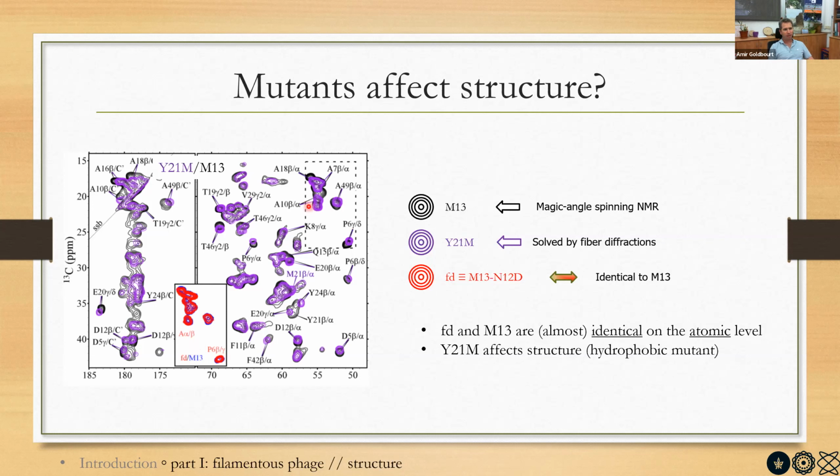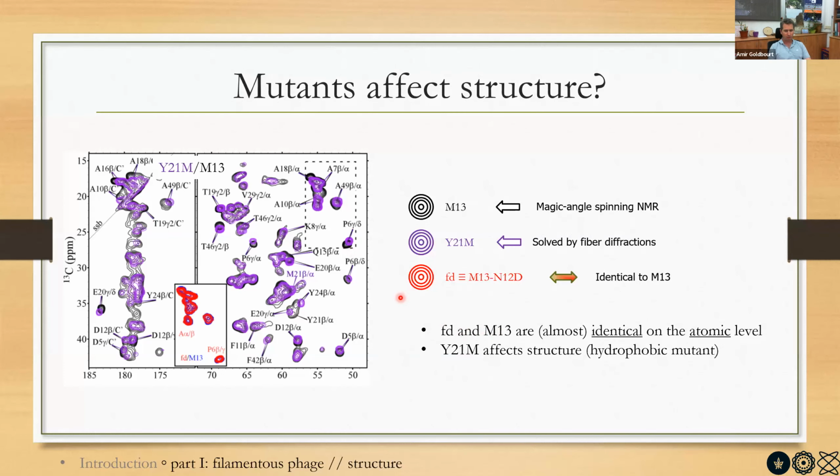But then if you take the mutant here in magenta, you start to get chemical shift perturbations and changes, which seem a little small, but actually they're significant if you look at how similar the others are here. So fd and M13 are almost identical on the atomic level, but Y21M apparently has some structural differences. And Y21M was already solved by all these different techniques like fiber diffraction and solid-state NMR.